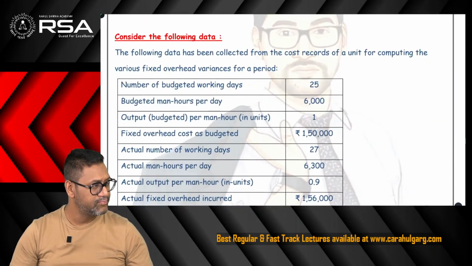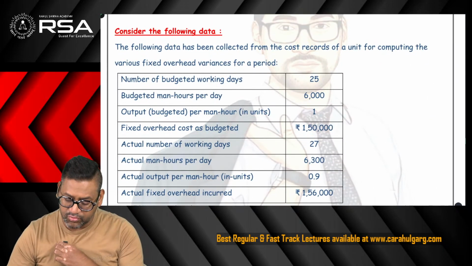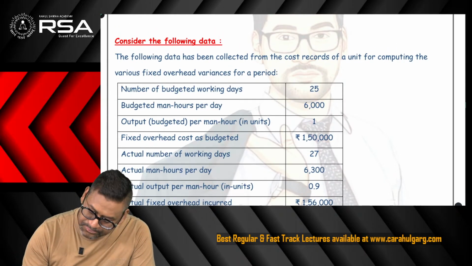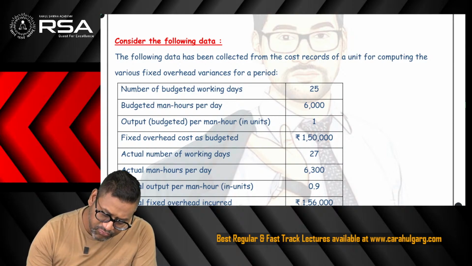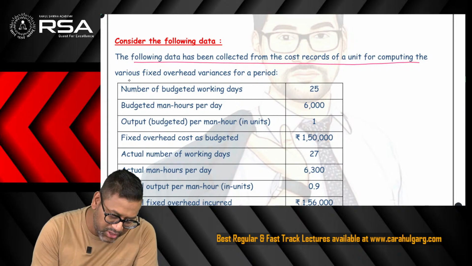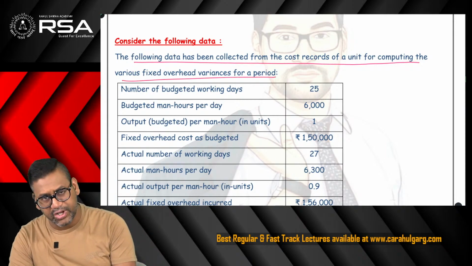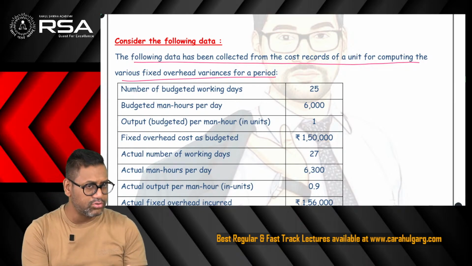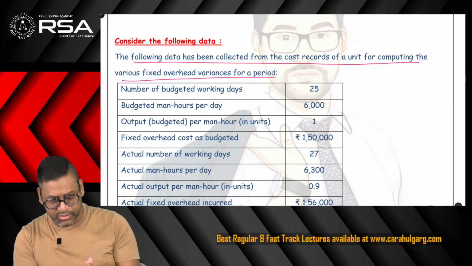Okay, so this one is again a wonderful question. Let us see. It says the following data has been collected from the cost records of a unit for computing the various fixed overhead variances for a period. In the standard costing chapter, the most important variances are either the material or the fixed overhead. So the question relates to the fixed overhead variances.